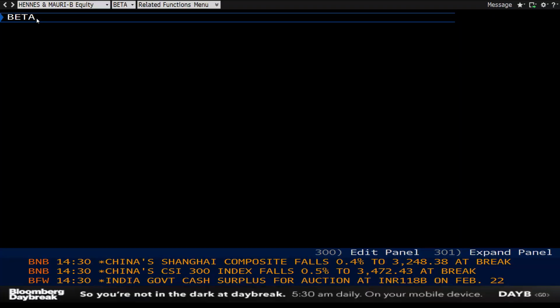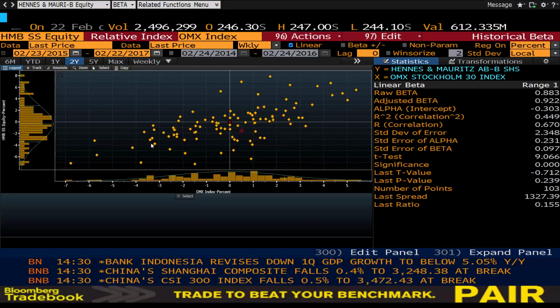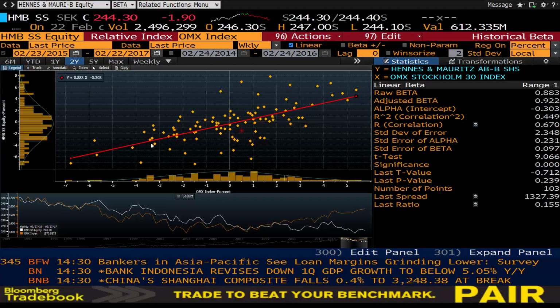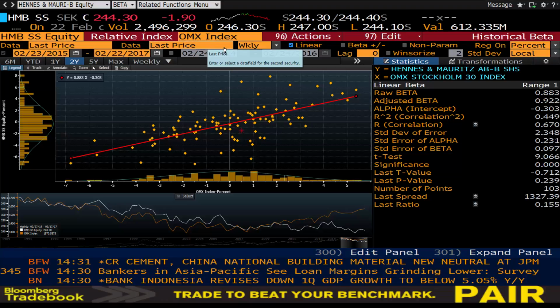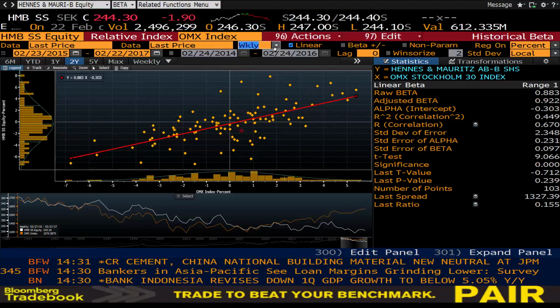I'm just waiting for it to load. It's taking a while. But effectively, you'll see something like this in front of you, and it's giving you the opportunity to estimate beta for any given company. Right now, I can see it's being estimated for HMB SS equity, which is H&M stock. The relative index is OMX, which is the Swedish stock index. The data that it's using is weekly, and again, you can use daily, weekly, or monthly returns. We also have the time period, which is technically 2 years right now.